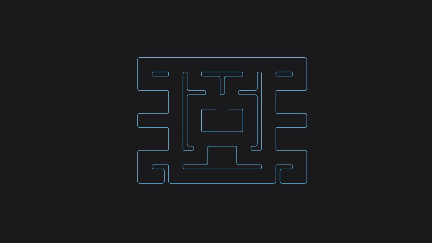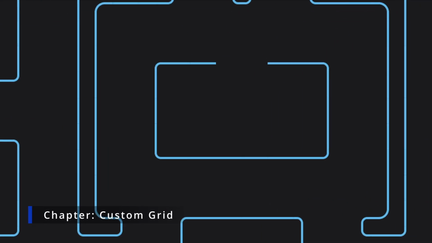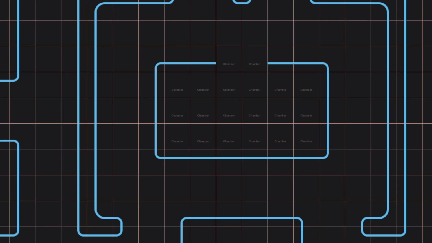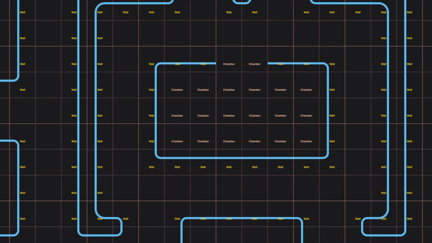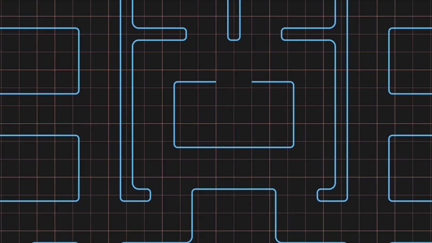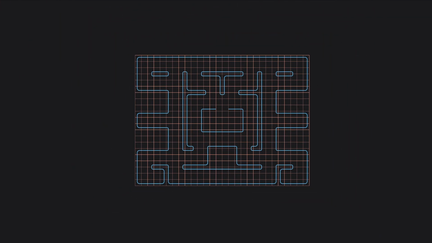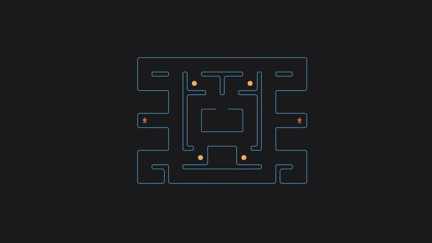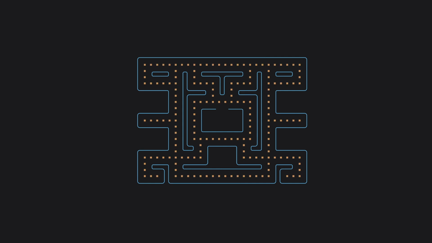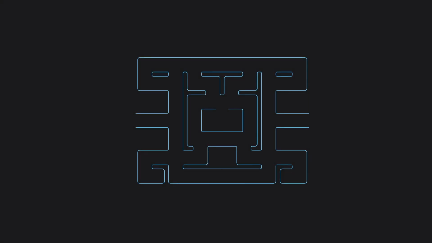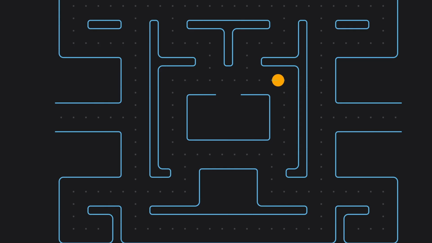The next thing that we will need is a custom grid system. This grid system will make it much easier to position the level, to place objects on the level, and to ultimately implement movement and navigation. Speaking of movement, because we now have a grid, we can implement a very precise movement system which lets our player chase through the level as if he was on rails.